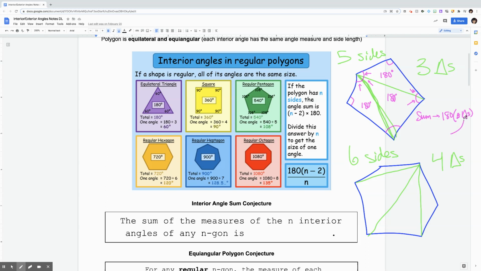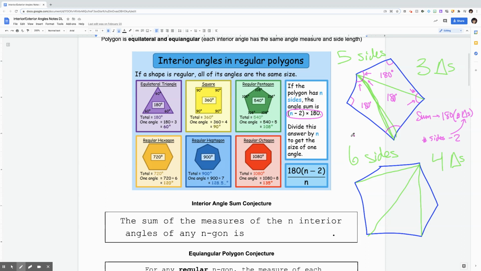And the cool thing about this is the number of triangles is always going to be the number of sides minus 2. So that's where we get this formula right here. Any polygon with n sides has the sum of all the angles in that polygon equal to the number of sides n minus 2 times 180. N minus 2 is the number of triangles.